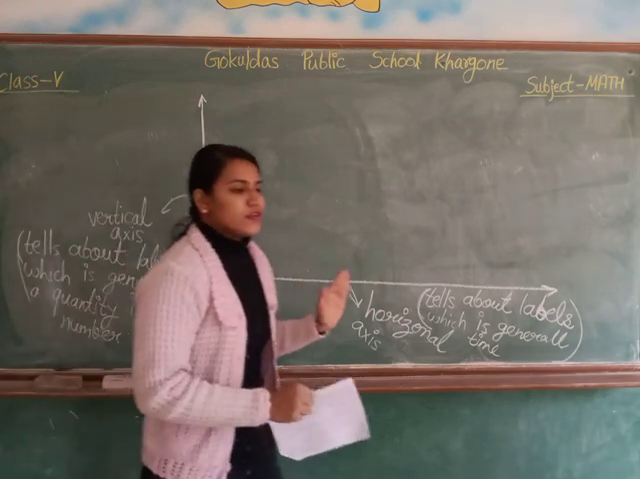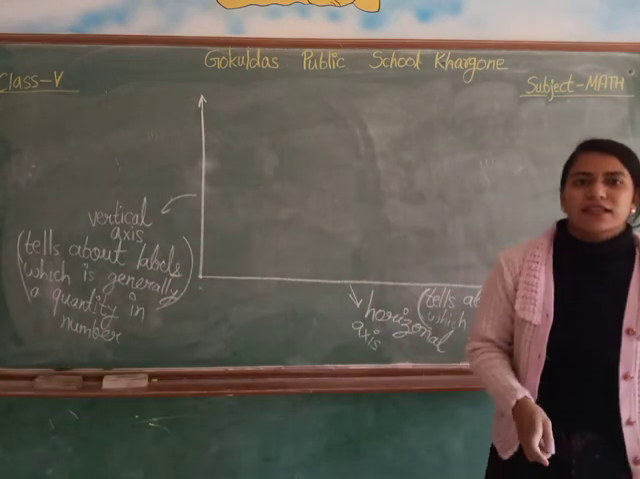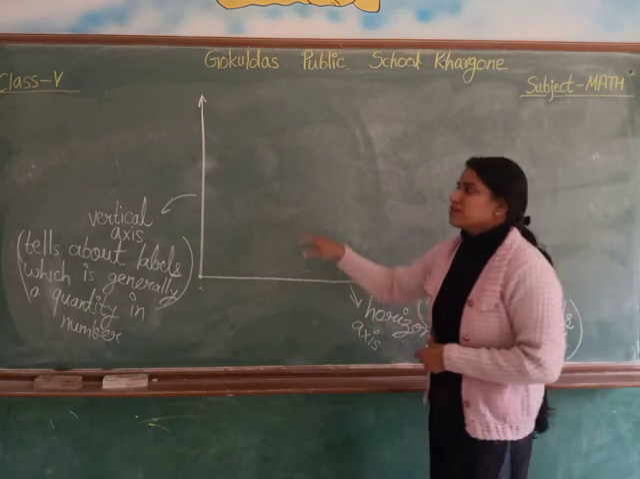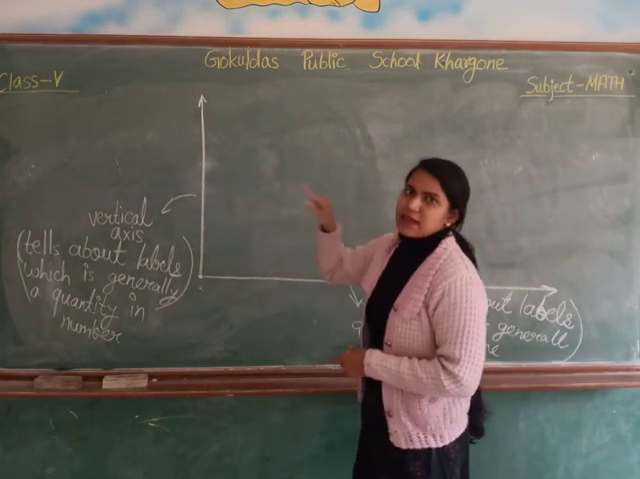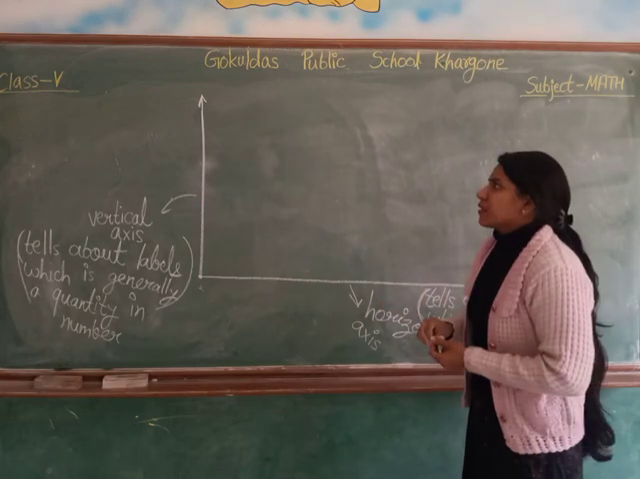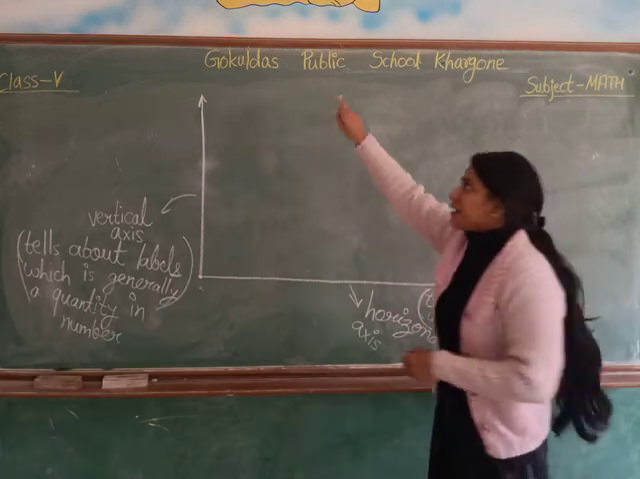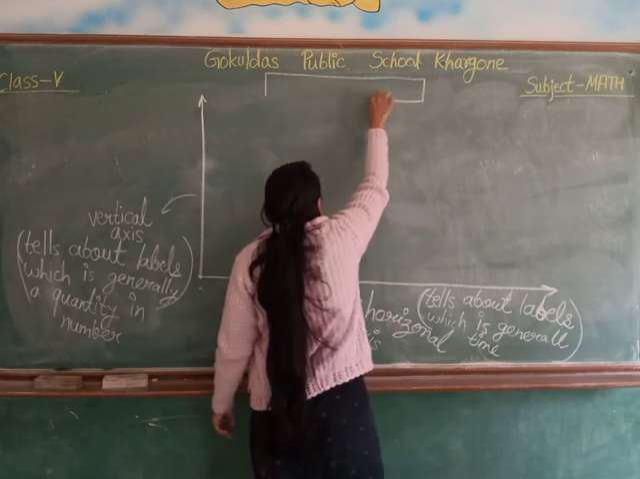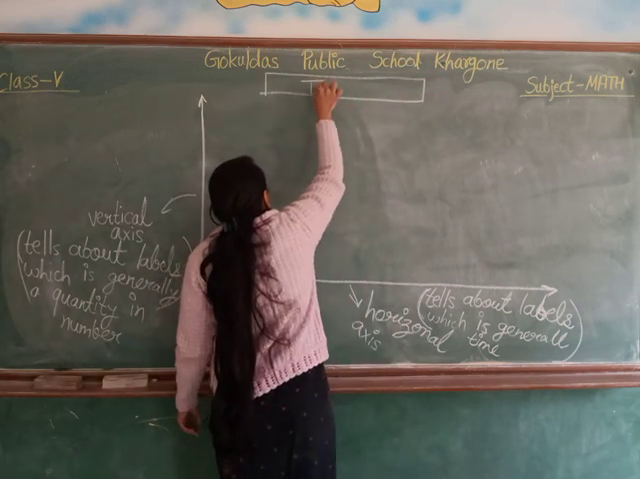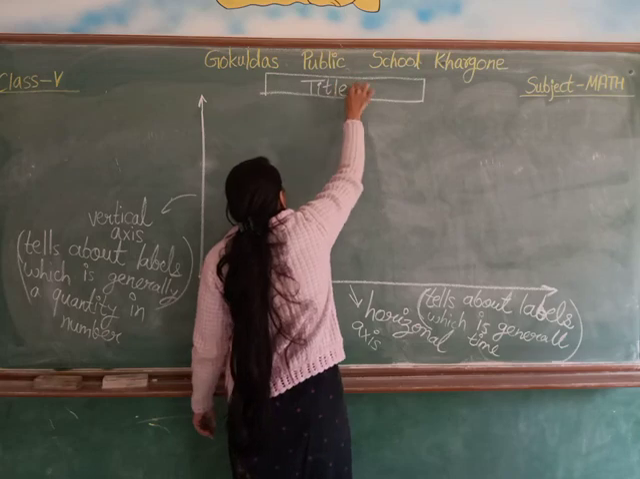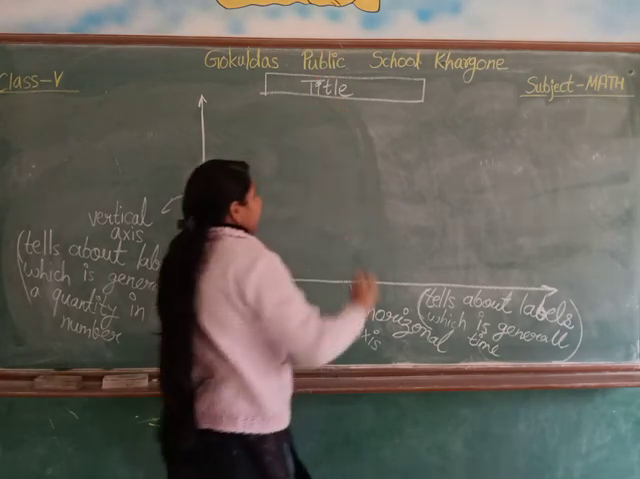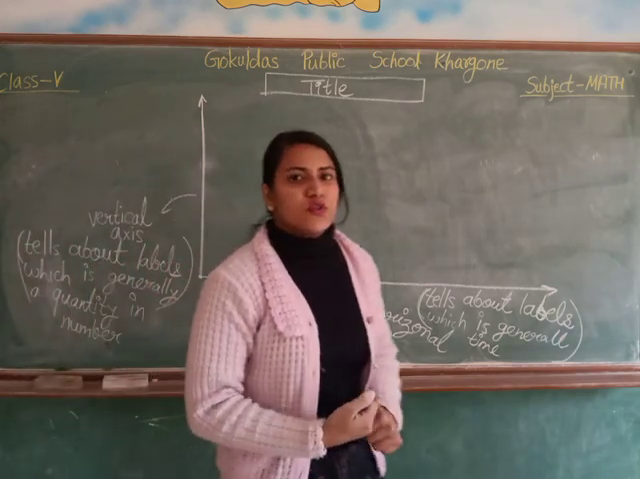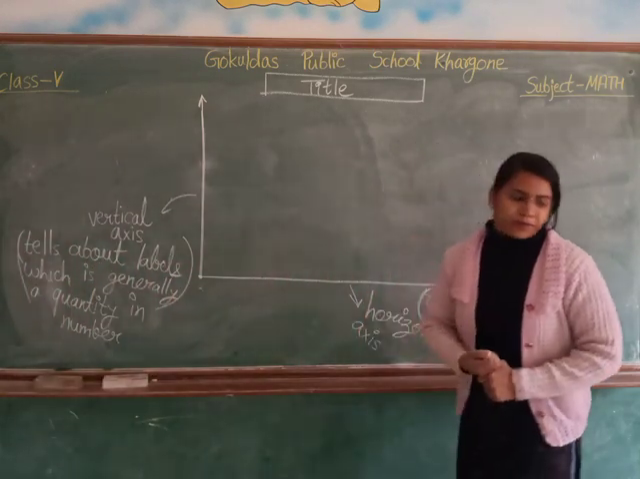How will you draw the line graph? The basic things to draw: you will draw a horizontal axis, you will draw a vertical axis. Okay? And one more thing, you will write the title for the graph on the top of it. So these are some basic points to draw a line graph.